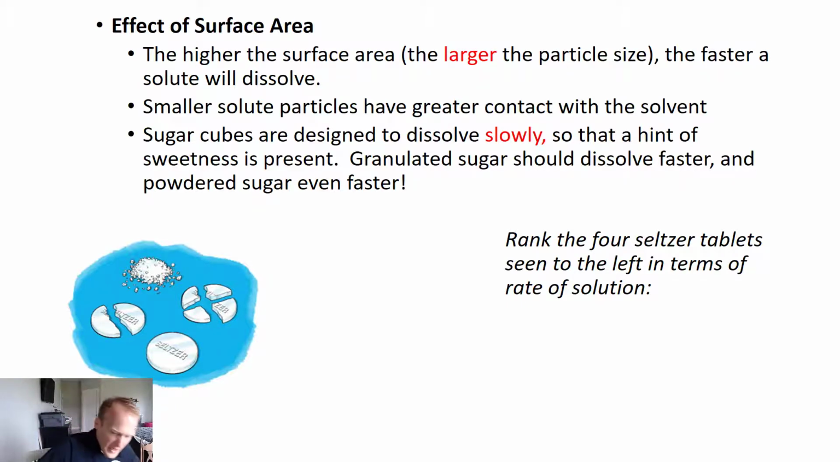All right, so if we were going to rank these 4 seltzer tablets in terms of rate of solution, this guy here is going to be the slowest. Why? Because he has the least amount of surface area in contact with the solvent when you drop it in. Which one's going to be the fastest? The powder, because it has the most amount of surface area exposed. The other 2 would fit in along the same line, of course.